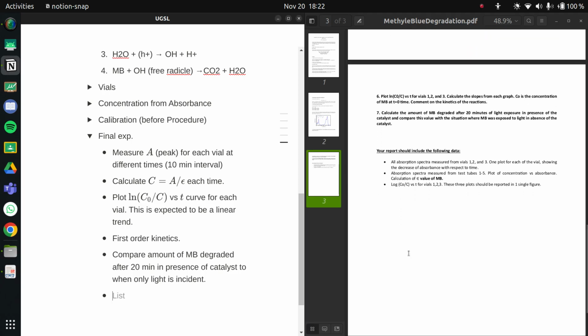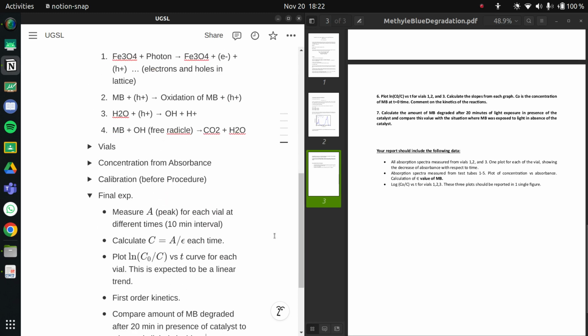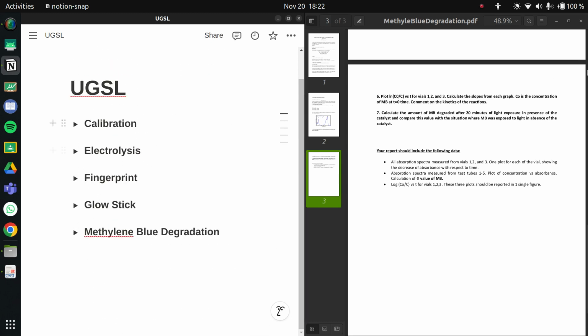So your report should include the following data: all absorption spectra, absorption spectra values from test tubes, quantified particle concentration, epsilon values of MB, log C0 by C versus t for the vials. These three plots should be reported in one single figure. Yeah, whatever. This is fine. So yeah, that's methylene blue degradation.